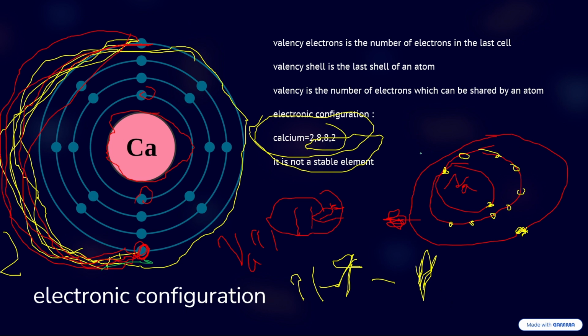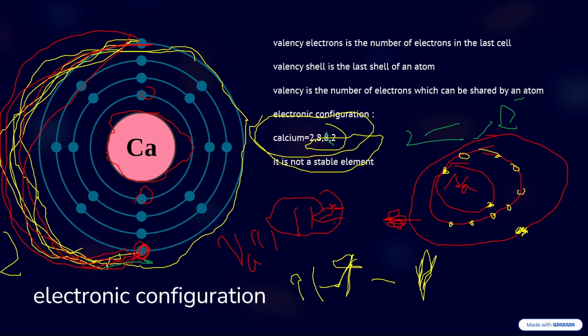Right now, see, calcium has 2 electrons in its last shell. To become stable, it should have 8 electrons, which it has in the third shell. Now, if calcium gains electrons to become stable, it must gain 6 electrons, or it can lose 2 electrons to become stable. Which is easier, gaining 6 or losing 2? Obviously, losing 2 electrons is easier than gaining 6 electrons. So it loses 2 electrons.